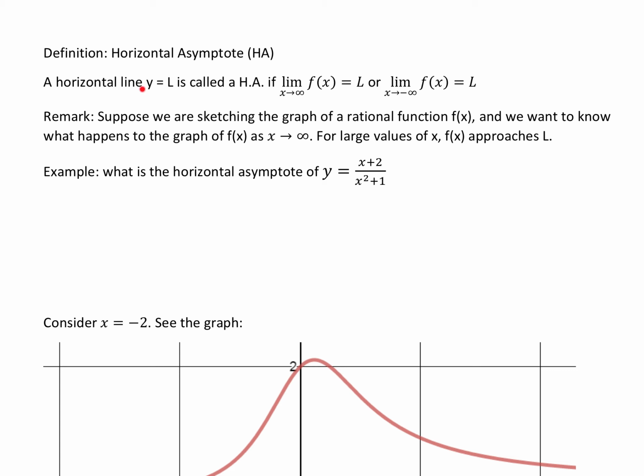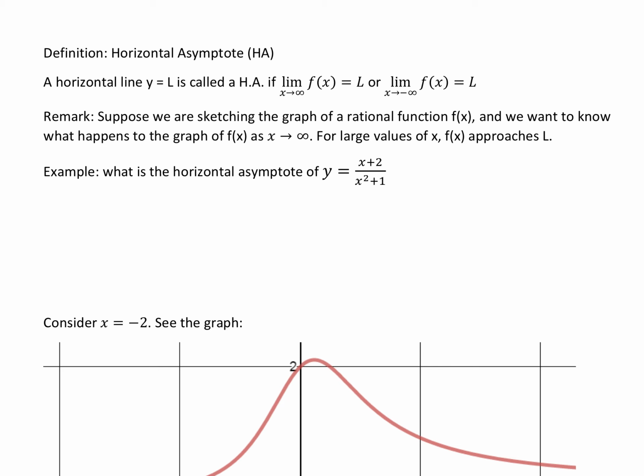It is a horizontal line, y equals L, and it's called a horizontal asymptote if the limit as x approaches infinity of f of x is equal to L, or the limit as x approaches negative infinity of f of x is equal to L. So the horizontal asymptotes are actually defined as limits, as x approaches either positive or negative infinity.